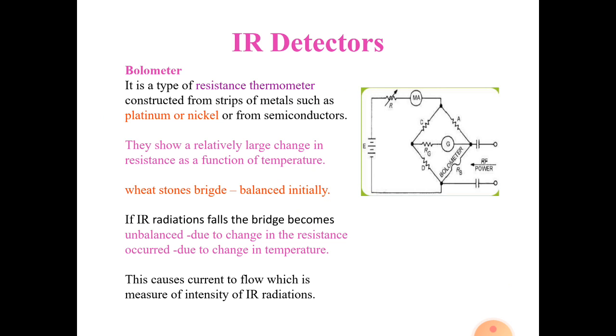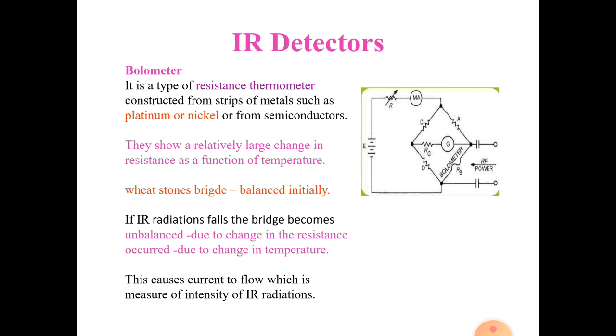Then let us discuss IR detectors. The first one is the bolometer. A bolometer is a resistance type thermometer. It is constructed from a strip of metal such as platinum or nickel, or from semiconductors. They show a relatively large change in resistance as a function of temperature.